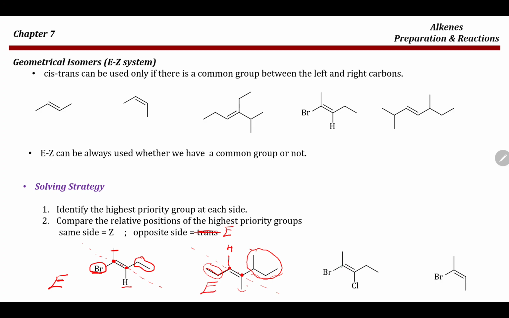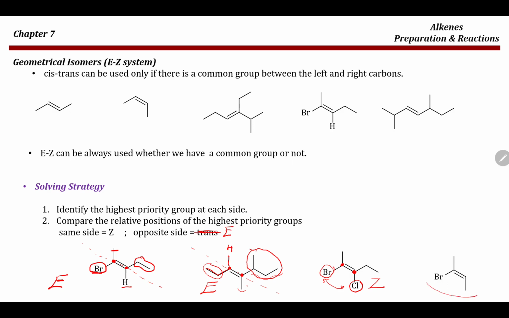One more example, starting with this point here. The highest priority group is Br. On the other side, the highest priority group is chlorine. The highest priority groups are on the same side. They are both below the double bond. That's why this is Z.